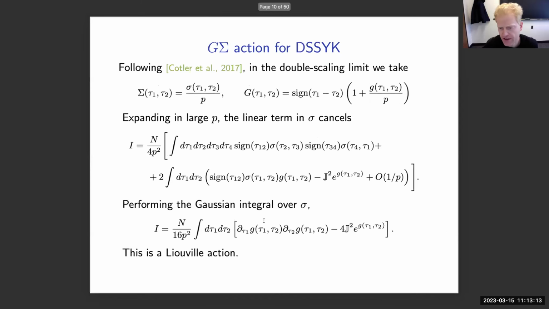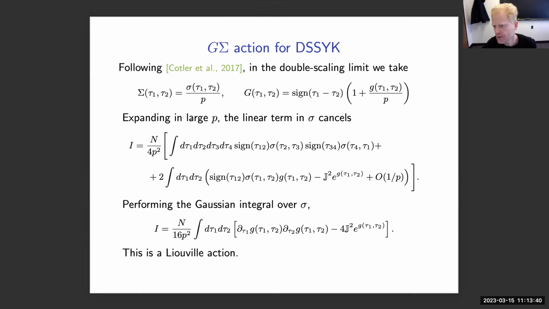Now, in double-scaled SYK, we need to do a small change of variables, from capital sigma to small sigma, and from capital G to small g. Essentially, you see that at leading order, this G is just the two-point function of the theory without any interactions, just of a fermion. But then we need to add this correction. And the idea is to do an expansion when P is large.